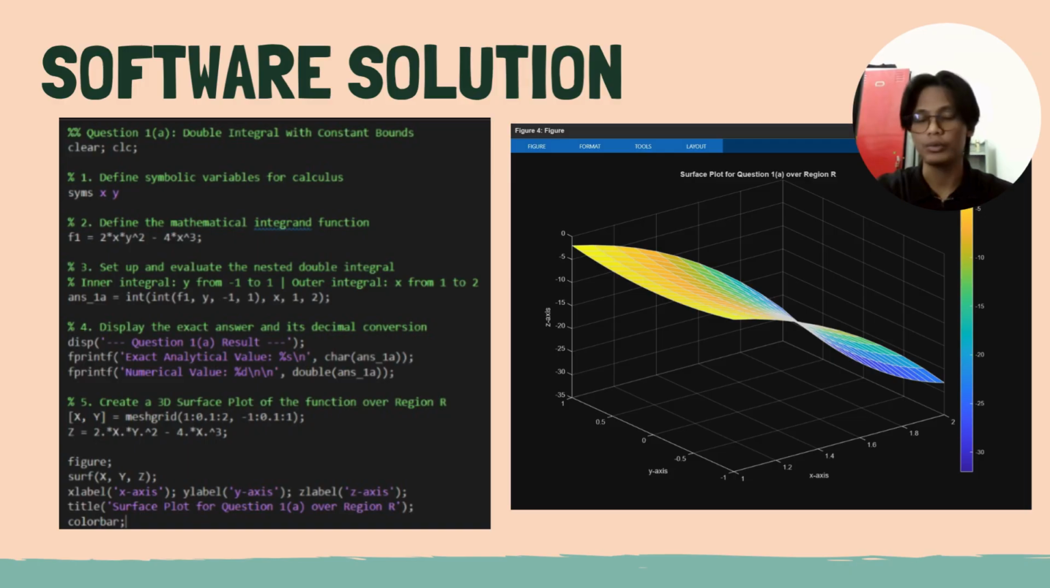And after that, we run the program, and the script output is -28, which perfectly verifies our manual calculation. It also shows us the 3D surface plot generated via meshgrid and surf that I typed in the code to visually map the function behavior directly over the rectangular region R.